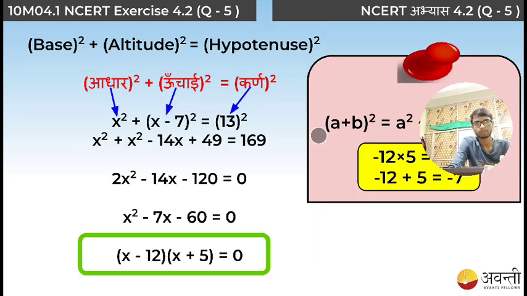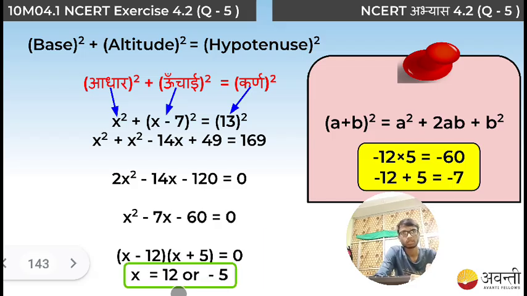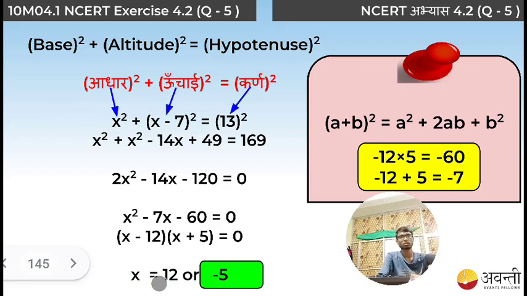Okay, as you can see what is happening, we are getting two zeros: x is 12 and x is minus 5. The meaning of this answer is that if you put 12 then you will get a base, for example, or if you put minus 5 then you will get a base, but minus 5 is not possible. Why minus 5?